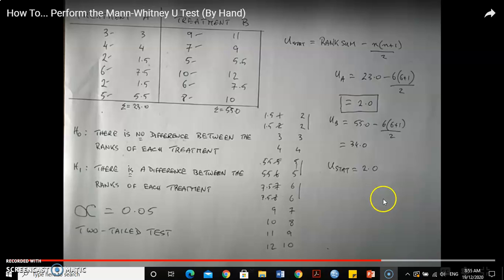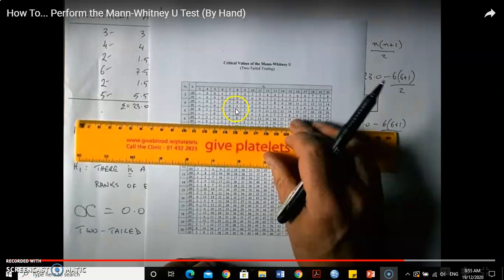And then what happens is we have to calculate the U critical. For U critical, we have to use the table. Group A has 6 and group B also has 6. So 6 here, and we can see 6 here, and then we choose the critical value at 0.05. The number that we have here is 5. So the critical value for this Mann-Whitney is 5.